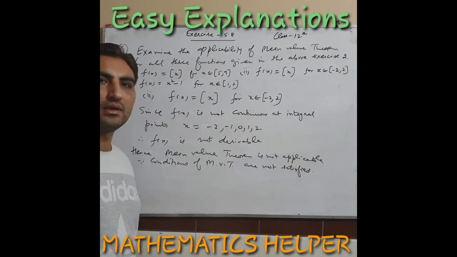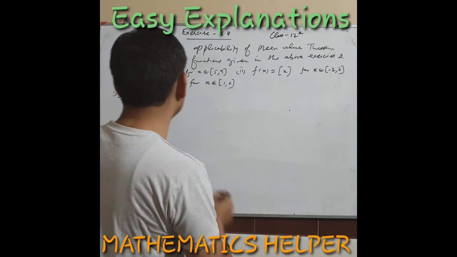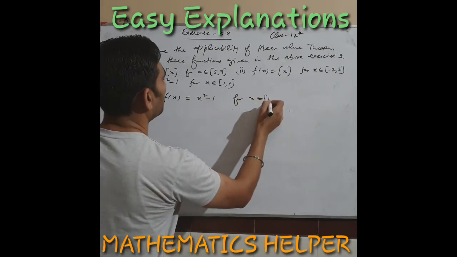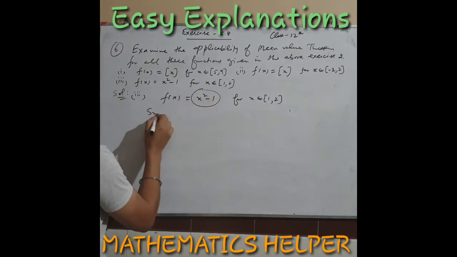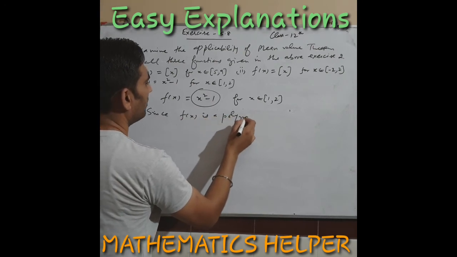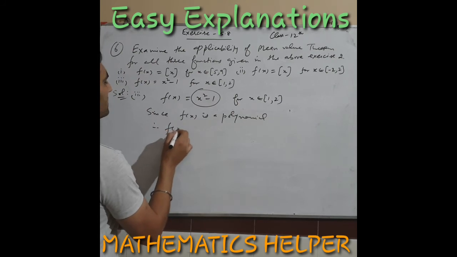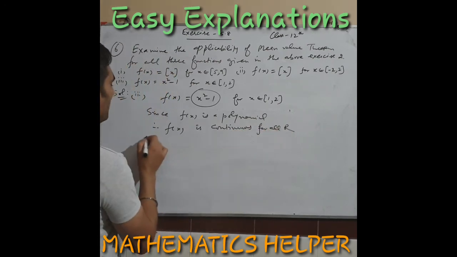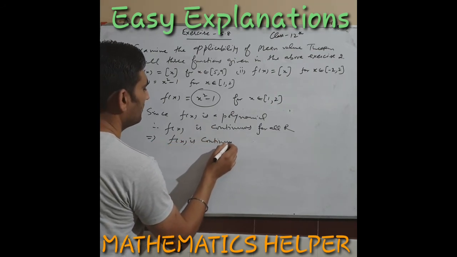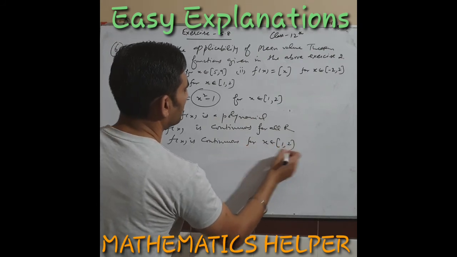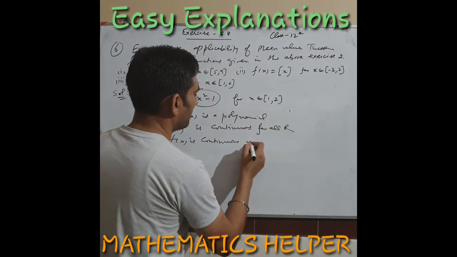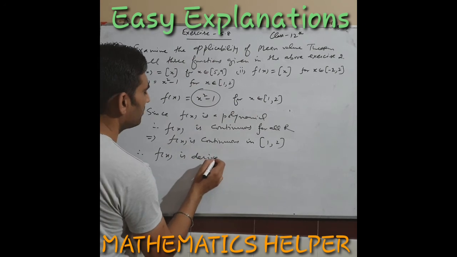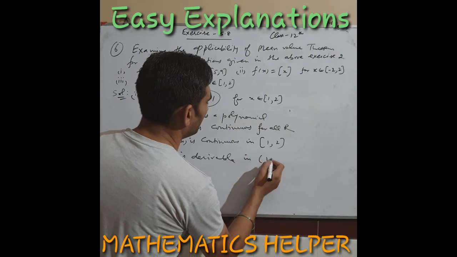See what is given in the third part after this. Students, the third part is f(x) equal to x square minus 1 for x belongs to the closed interval 1 comma 2. See, this is a polynomial, so we can write since f(x) is a polynomial and you know all polynomials are continuous for all real numbers, therefore f(x) is continuous for x belongs to the closed interval 1 comma 2, and therefore f(x) is derivable also. You can easily find derivatives of polynomials in the open interval 1, 2.